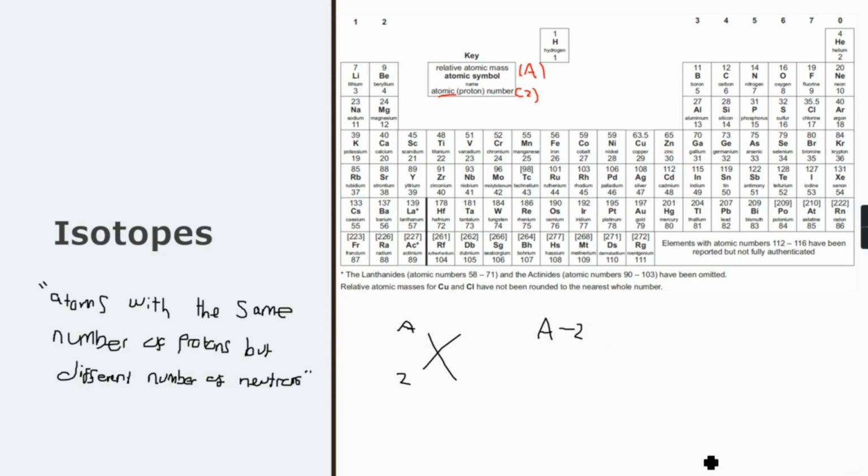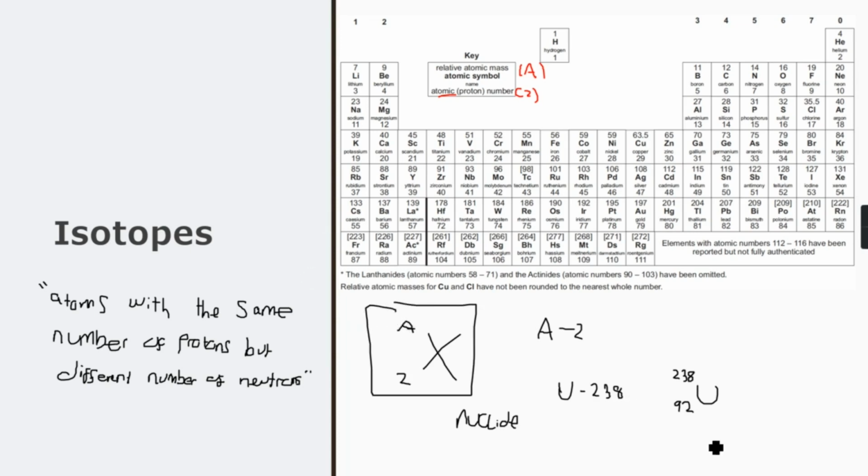Easy. So for instance, uranium has many isotopes, but uranium-238, let's say, has the chemical symbol U, 238 as its mass number, and its proton number is 92. Each type of nucleus is called a nuclide, and we label it using this isotope notation.